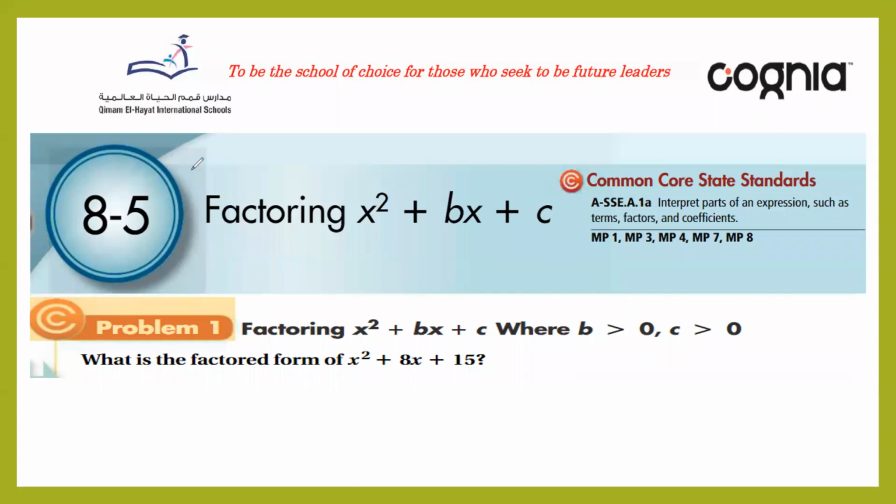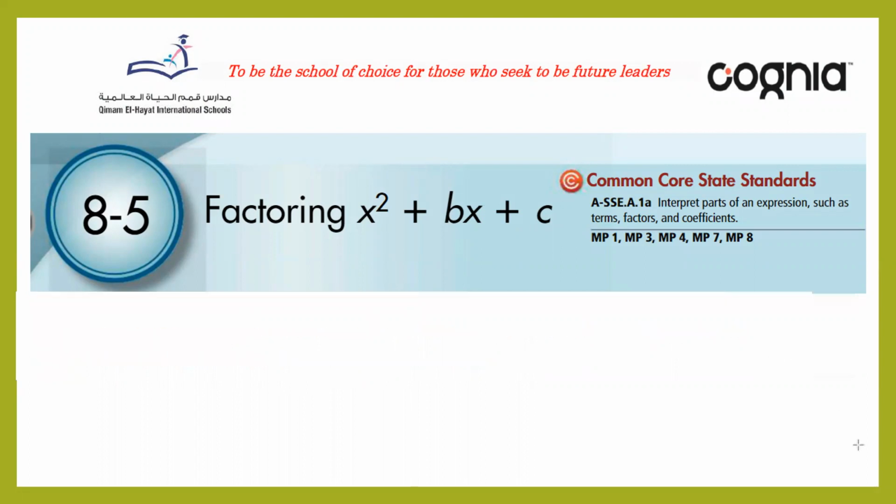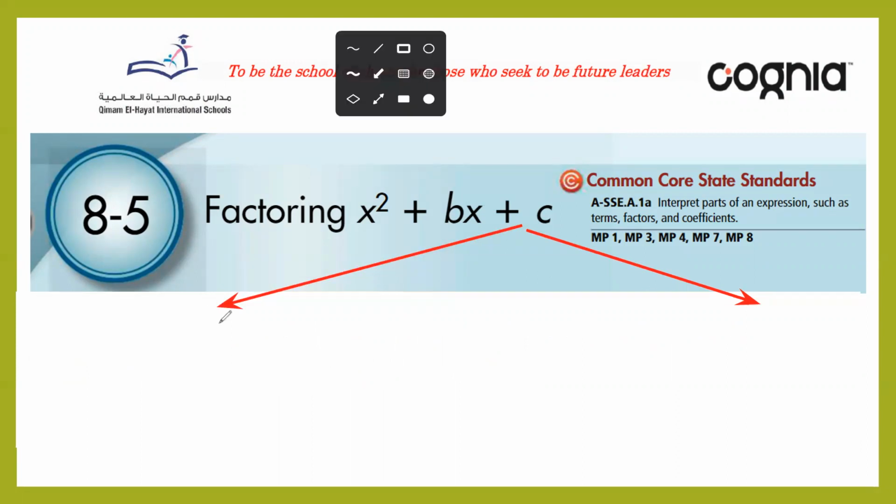Okay, here we start at 8.5, which is factoring x squared plus bx plus c. So first of all, how to factor? Before I start factorization, let's start to know the rules of factorization. How to factor? First, I have to look for C. So C here, it is my main idea.